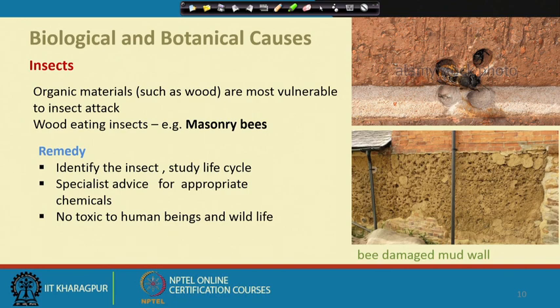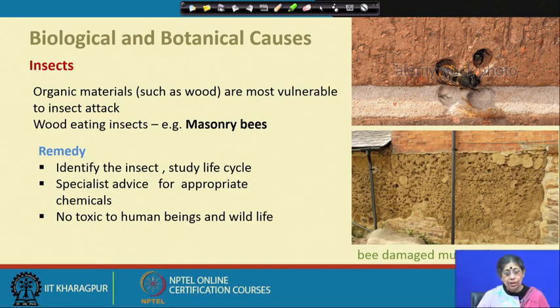Whatever I have just given is one example. There can be varied types of insects depending on the climate, the place, and the local habitat system. First, we have to identify the insect and study its life cycle. With the help of a biologist, geologist, depending on the expertise, we have to study the life cycle of these insects, and then take specialist advice for the appropriate chemical.